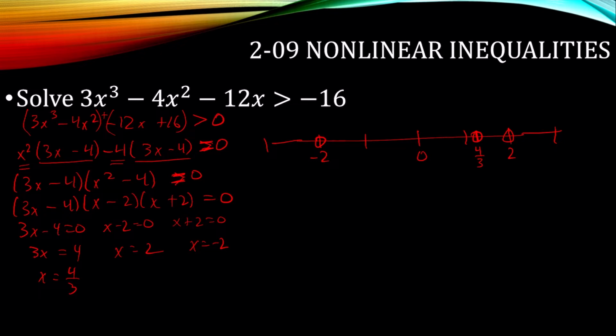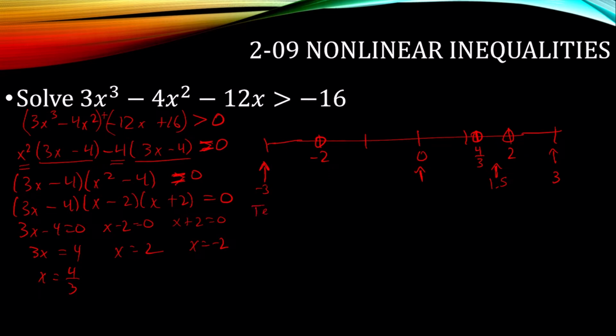And then we have to pick test points. So a test point less than negative 2 is negative 3. Between negative 2 and 4/3 is 0. Between 4/3 and 2, let's see, we could maybe pick 1 1/2. And then greater than 2, we could pick 3.